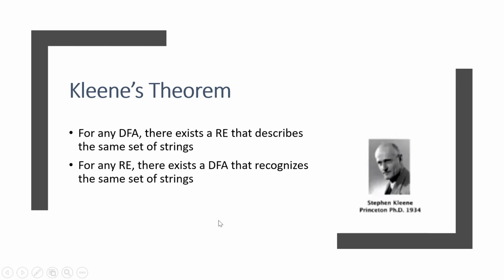Kleene's theorem states that for any DFA, there exists a regular expression that describes the same set of strings. For any regular expression, on the other hand, there exists a DFA that recognizes the same set of strings. Stephen Kleene, who was at Princeton, is the first to prove this equivalence between regular expressions and DFAs. Although it might be exponentially harder to build a DFA for any regular expression, it proves that theoretically it's possible that we can do so.